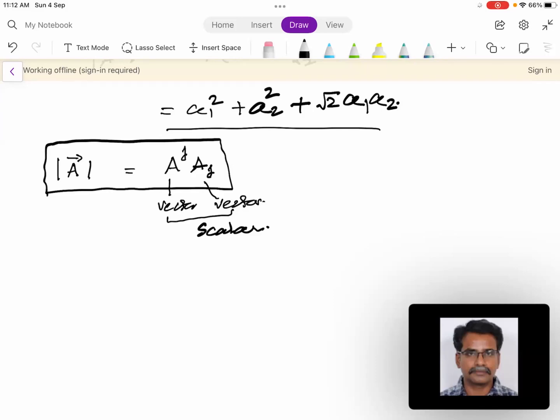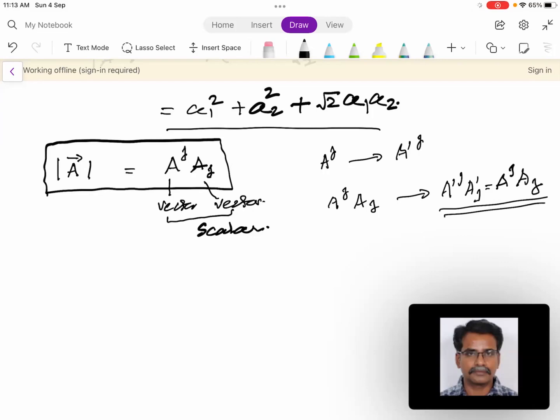Yeah. Okay, so what I'm trying to claim here is that if you say that this A^J upon rotation will become A prime J, then this A^J A_J will go to A prime J A prime_J, but that will be the same as A^J A_J. Okay, so this is invariance.